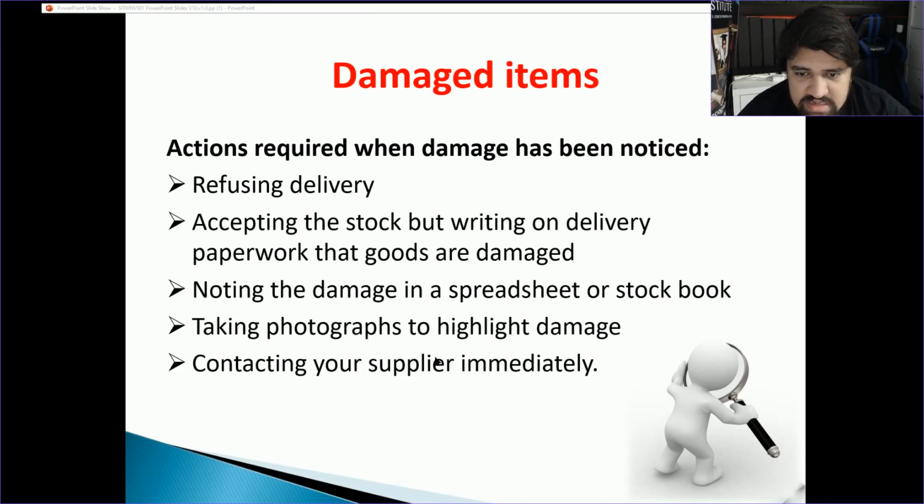It's not my responsibility to take somebody else's rubbish stock. What am I going to do with it? So think about what you're doing. If you are taking damaged stock, I would send it back. That's my opinion. Noting the damage in a spreadsheet or a stock book, and letting your supervisors and chefs know, is very important, because if you're going to take damaged stock, they need to be ready. They need to be thinking about how they're going to use it. If you're taking some wilted tomatoes, yes, they can use that in some sort of sauce or soup or gravy, fine.